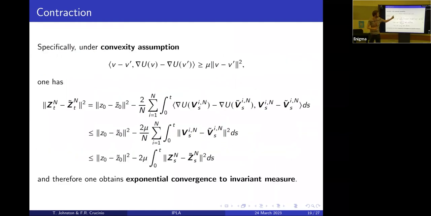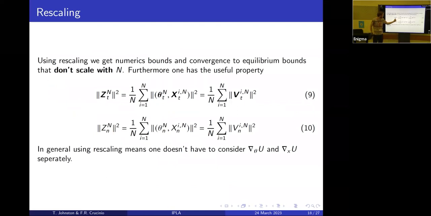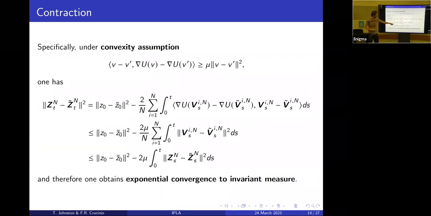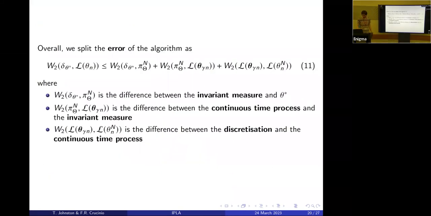If we assume convexity here, then we get a nice route into the proof of contraction. We get the sum of each of these terms here. We can apply the convexity assumption, and then we get this. And then we apply what I was talking about before, where this Zn here is the mean of each of these vi. Then we have the expression of this form, from which we prove exponential convergence to the invariant measure. So it all works out quite nicely and naturally.